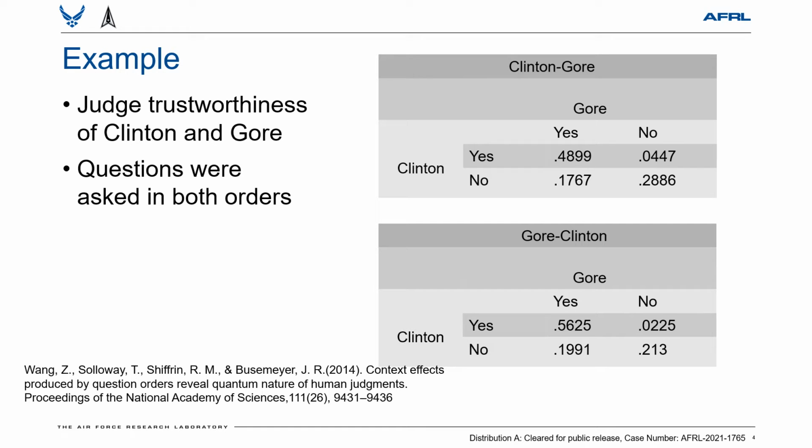I will frame the discussion of order effects around an example reported in Long et al. 2014. This example is based on a Gallup poll in which respondents were asked two questions. Do you think Bill Clinton is generally trustworthy and honest? And do you think Al Gore is generally trustworthy and honest? The joint probability tables for both question orders are presented on the right. We can check for the presence of an order effect by computing the element-wise differences between the two tables.